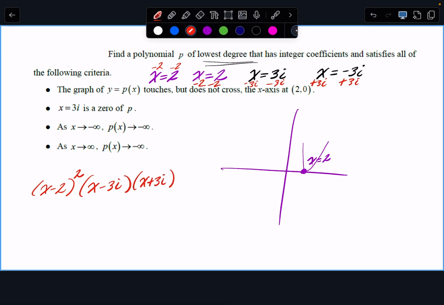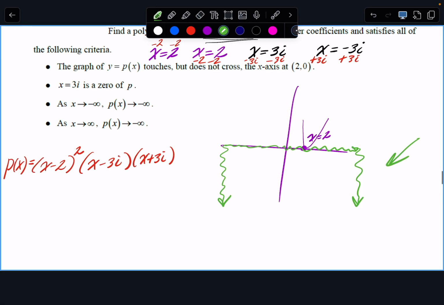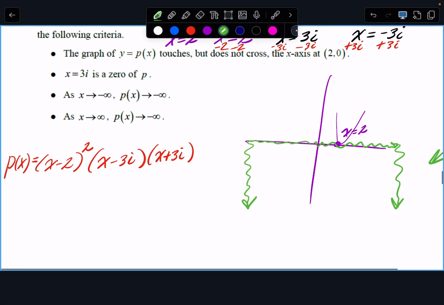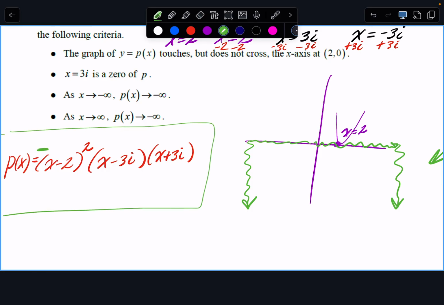Then let's write f of x equals, or it says p of x. So we'll say p of x equals. Now that's just so far. We might have to add in more. They say, as x goes to negative infinity, the function p of x goes to negative infinity. And as x goes to positive infinity, p of x goes to negative infinity. Isn't that end behavior down and down, everyone? Which means our leading coefficient must be negative. So let's go put a negative in front. That was the only thing they told us. So we've met their requirements.